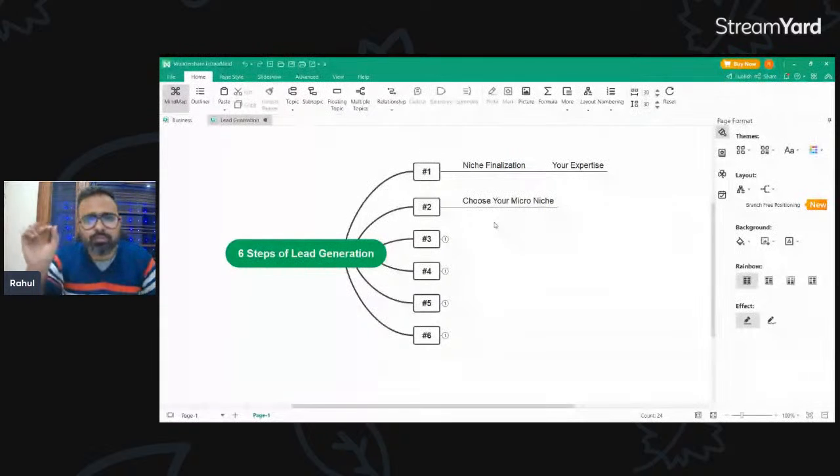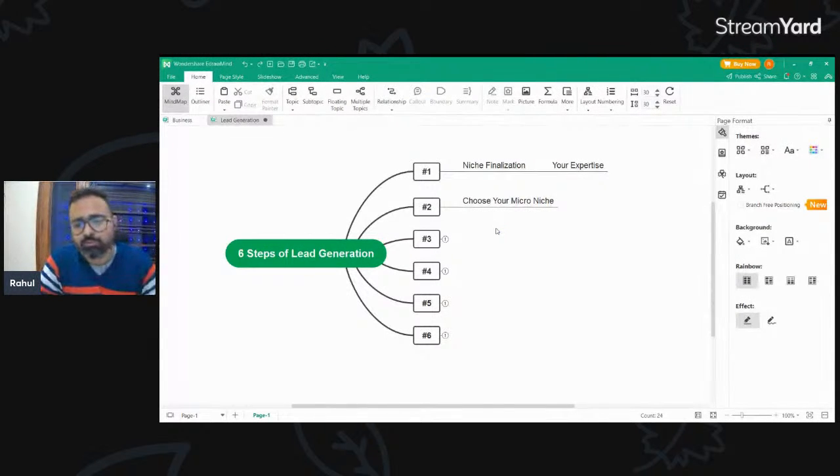Now that becomes your expertise, and you thought, okay, let me create a product focusing and teaching people how they can get sales through Facebook. Right? Let's take this example. Now, what is micro niche? And this is very, very important for lead generation.